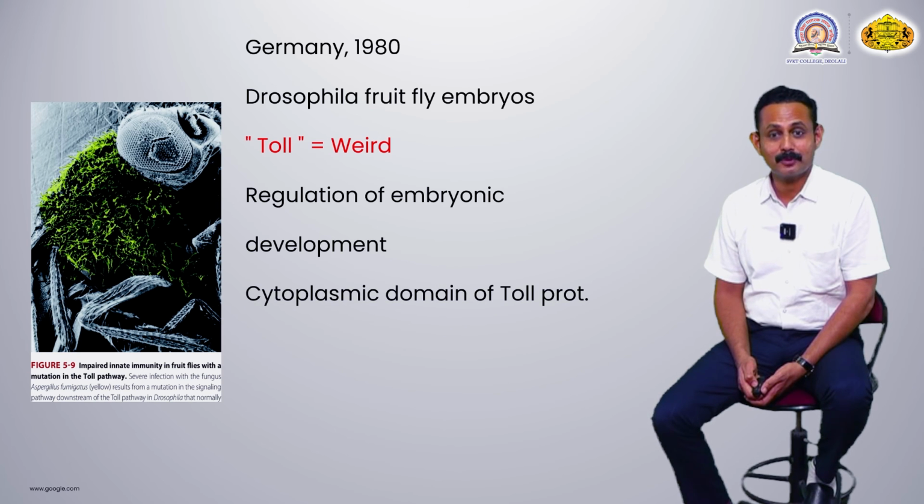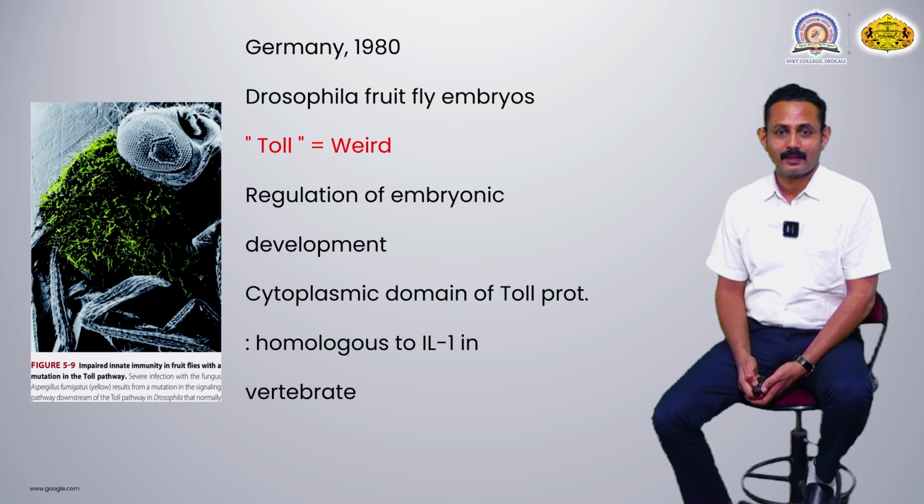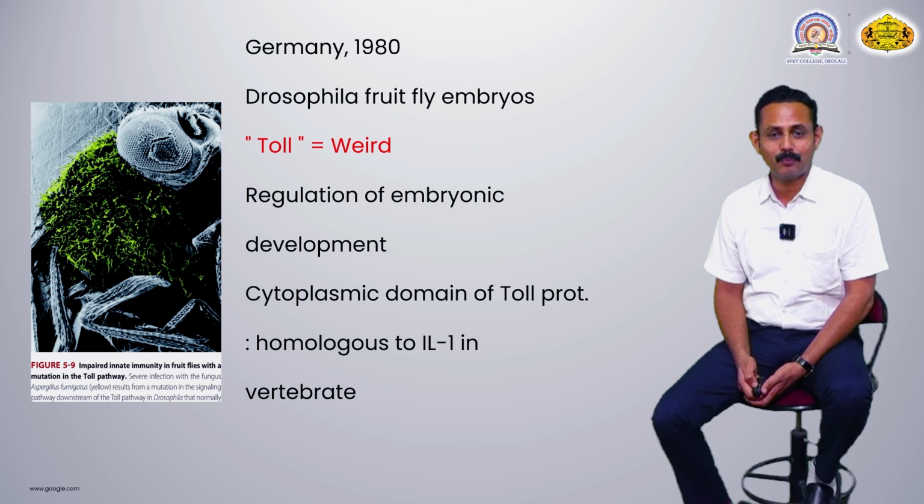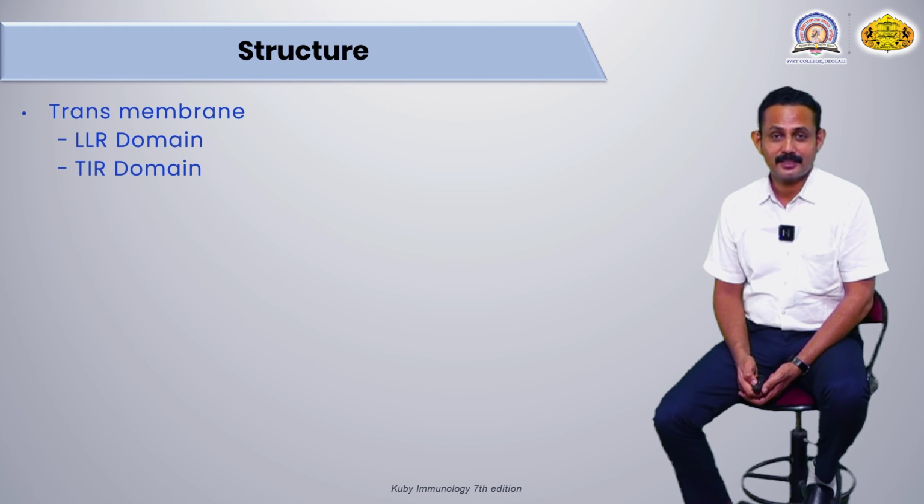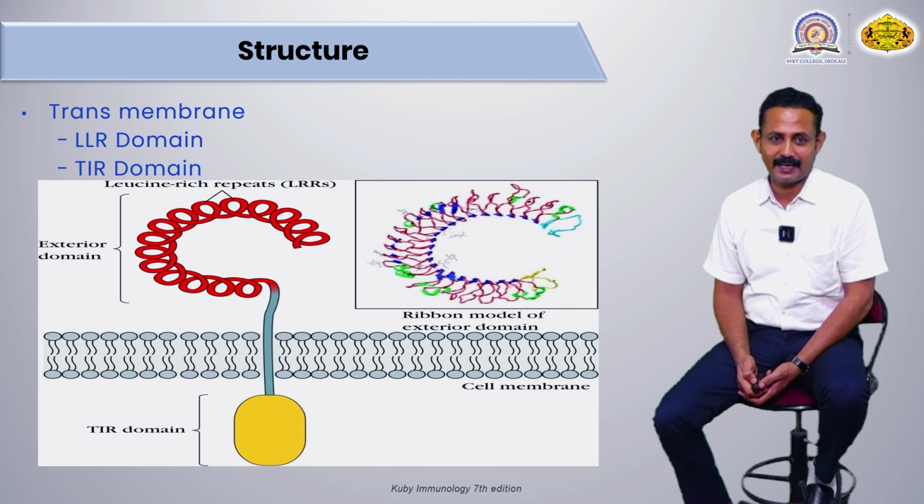It has a cytoplasmic domain of 12 protein. It is homologous, both chemically and functionally, to interleukin 1 in vertebrate organisms. Let us see this chemical structure. Chemically it contains the transmembrane domain, that is the LRR, and the TIR domain.